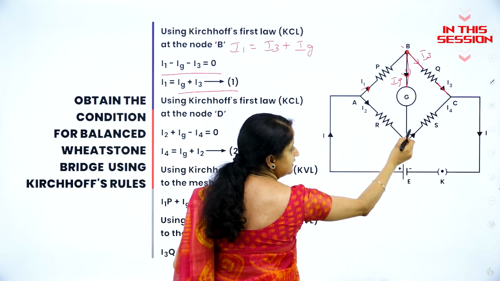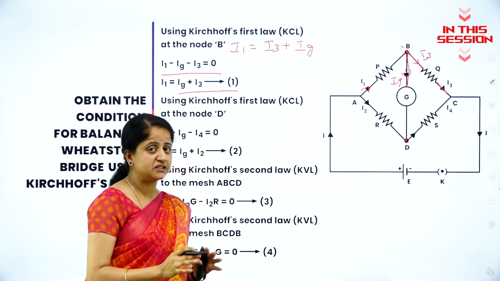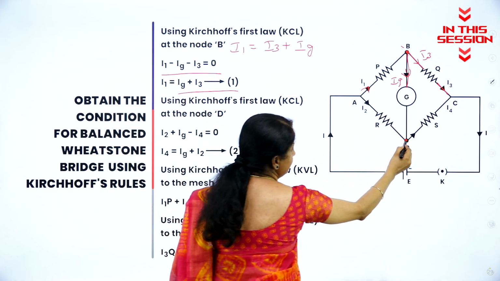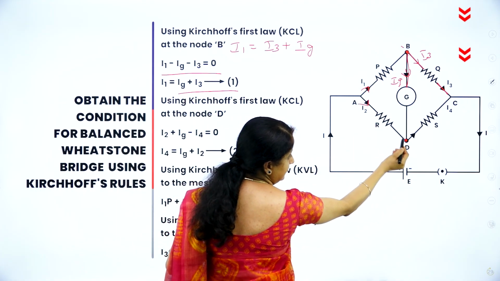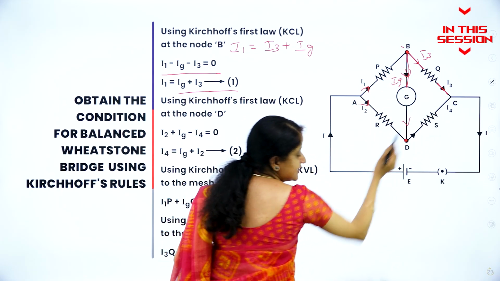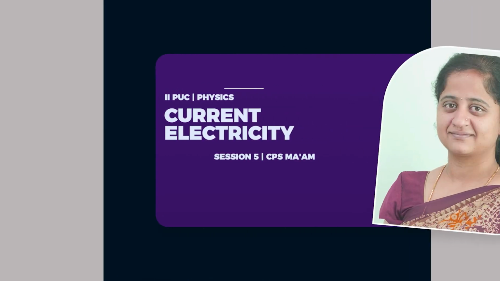Why are we considering these B and D points? Because the galvanometer is connected across these 2 points. Now at this node, you can observe I2 is the current entering, IG is again the current entering, and I4 is the current leaving.